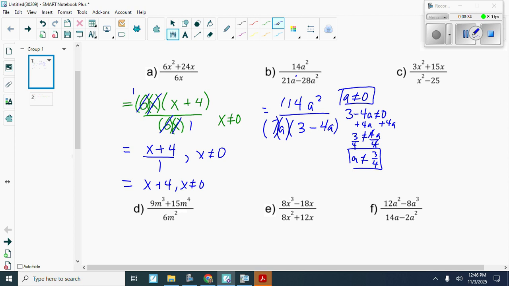So we have a 14 up here, and the 14 and the 7, we can do 14 divided by 7. That gives us 2. Here we have an A down here, and that takes out one of the A's at the top. So we're left with an A at the top, and then we still have this binomial on the bottom. And then our restrictions, not X's, we're doing A's.